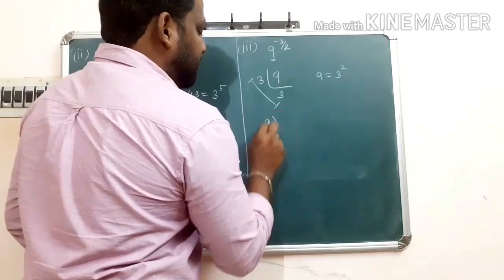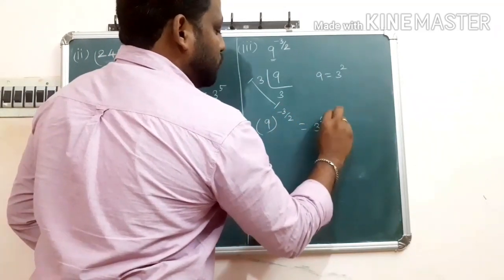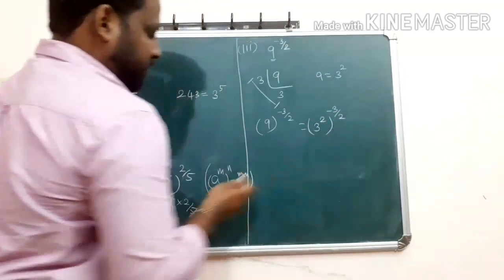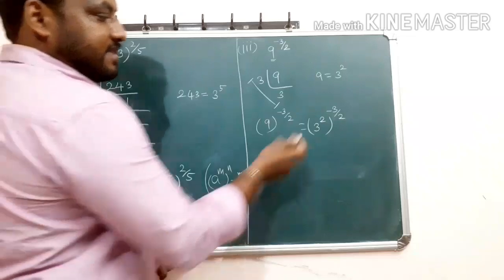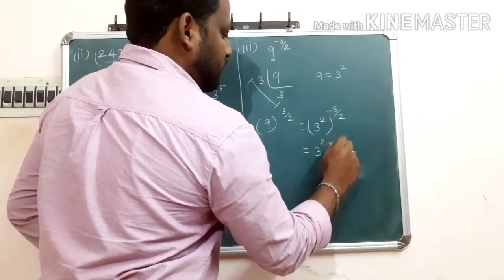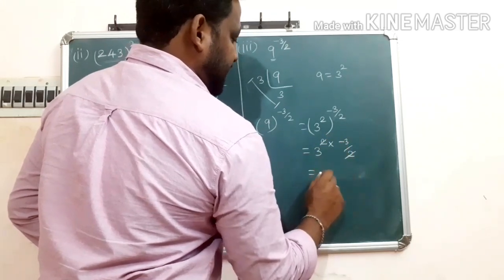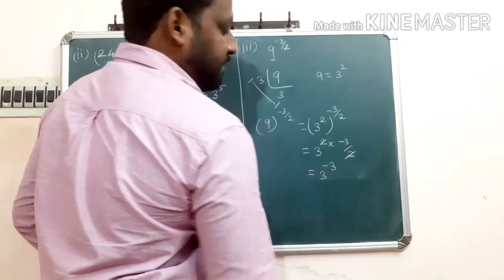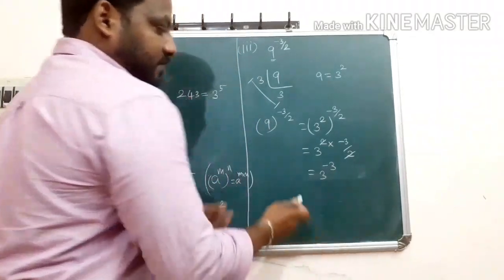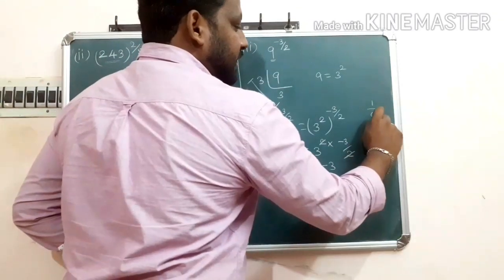So 9 power minus 3 by 2, you can write as 3 power 2, the whole power minus 3 by 2. Same format, a power m, the whole power n, that is a power m into n. We can write as 3 power 2 into minus 3 by 2. So 2 will be cancelled, which is equal to 3 power minus 3.